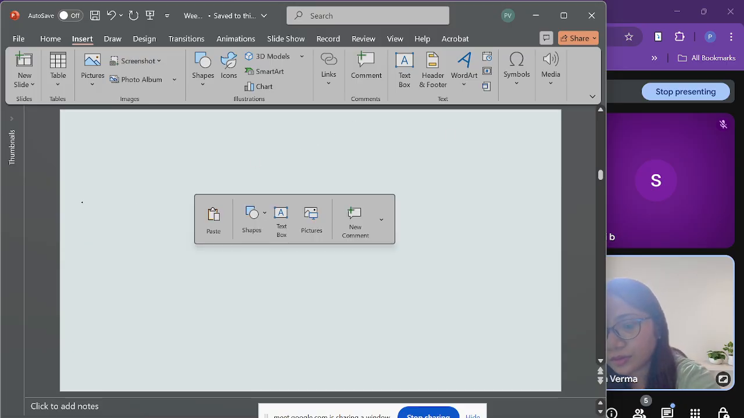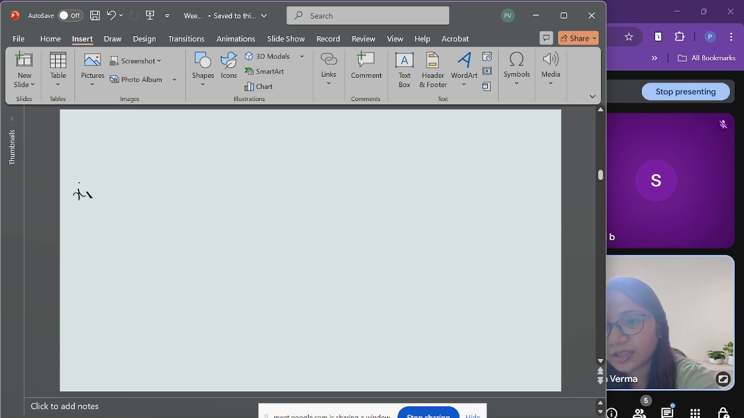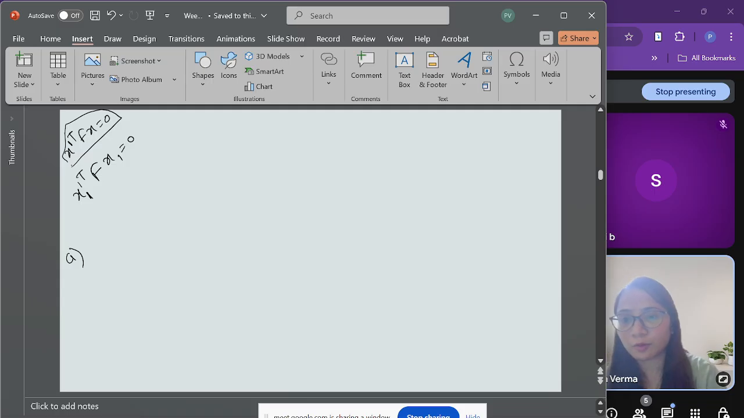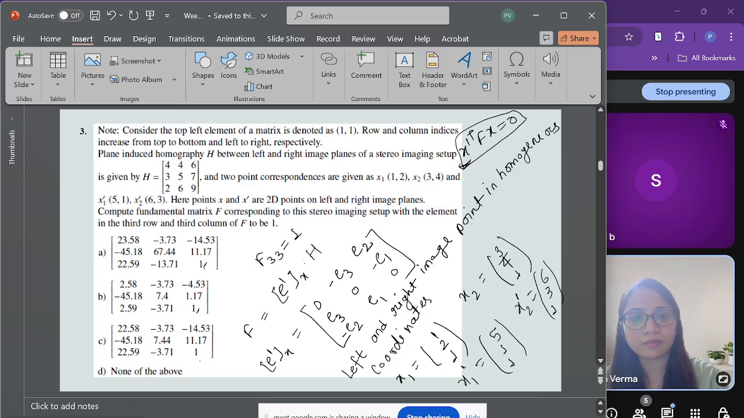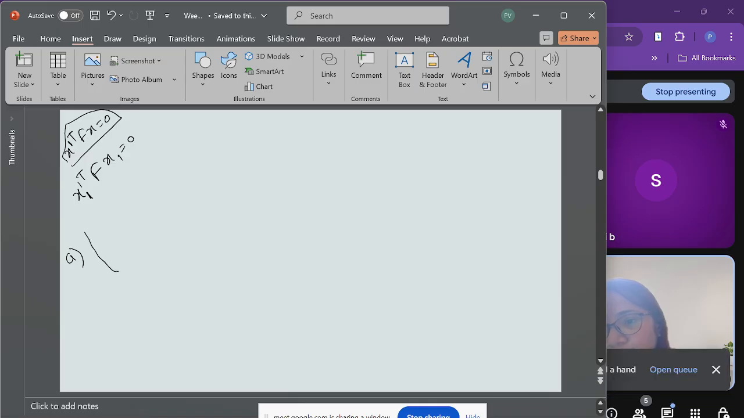We can represent it like this: x1 dash transpose F x1. This relation holds, and it is equal to 0. So x1 we know, and we just take F, the fundamental matrix, from the option, multiply these values and check. If 0 comes, that will be the answer. If 0 does not come from this multiplication, that option is incorrect, right? So what is our x1 dash? 5, 1, 1, right? So x1 dash transpose we can write like 5 1 1.